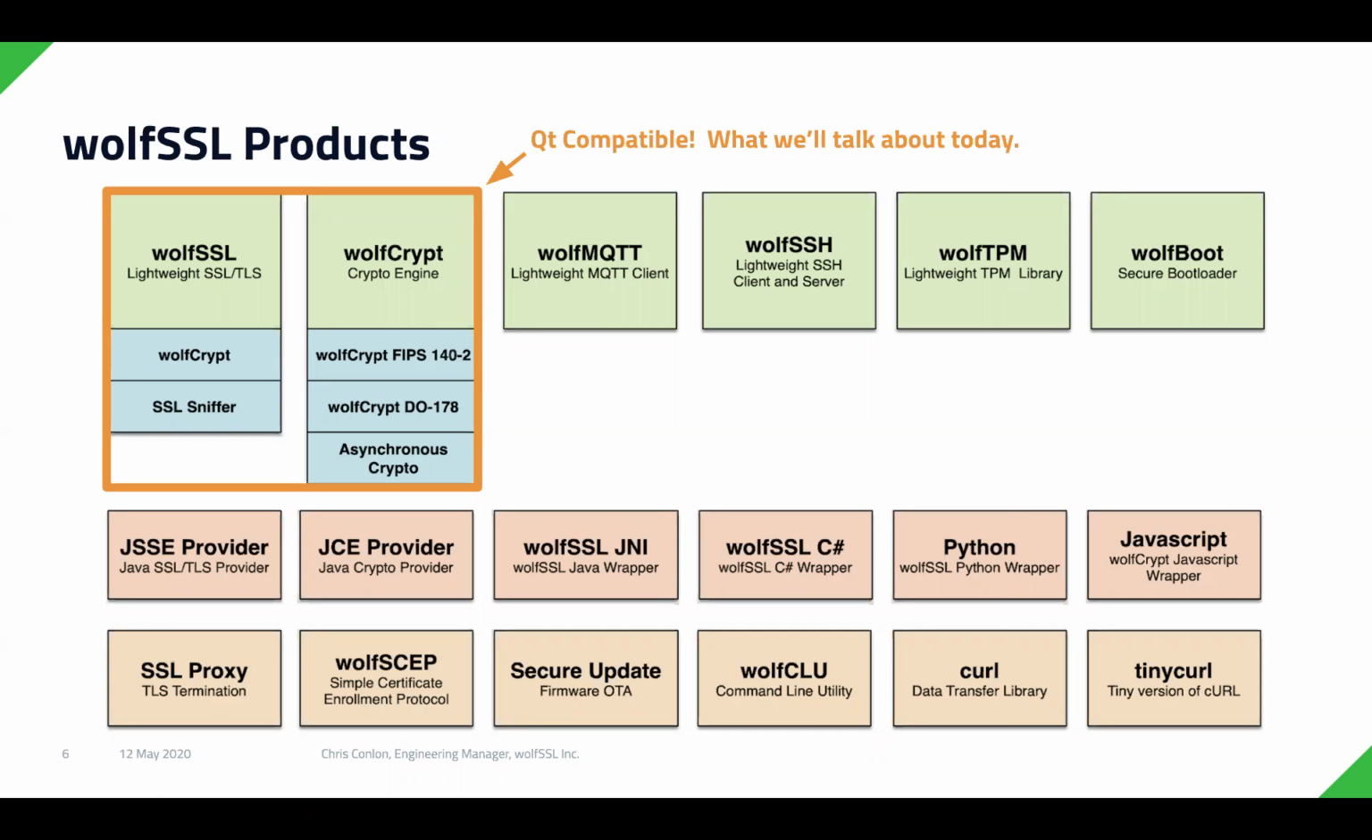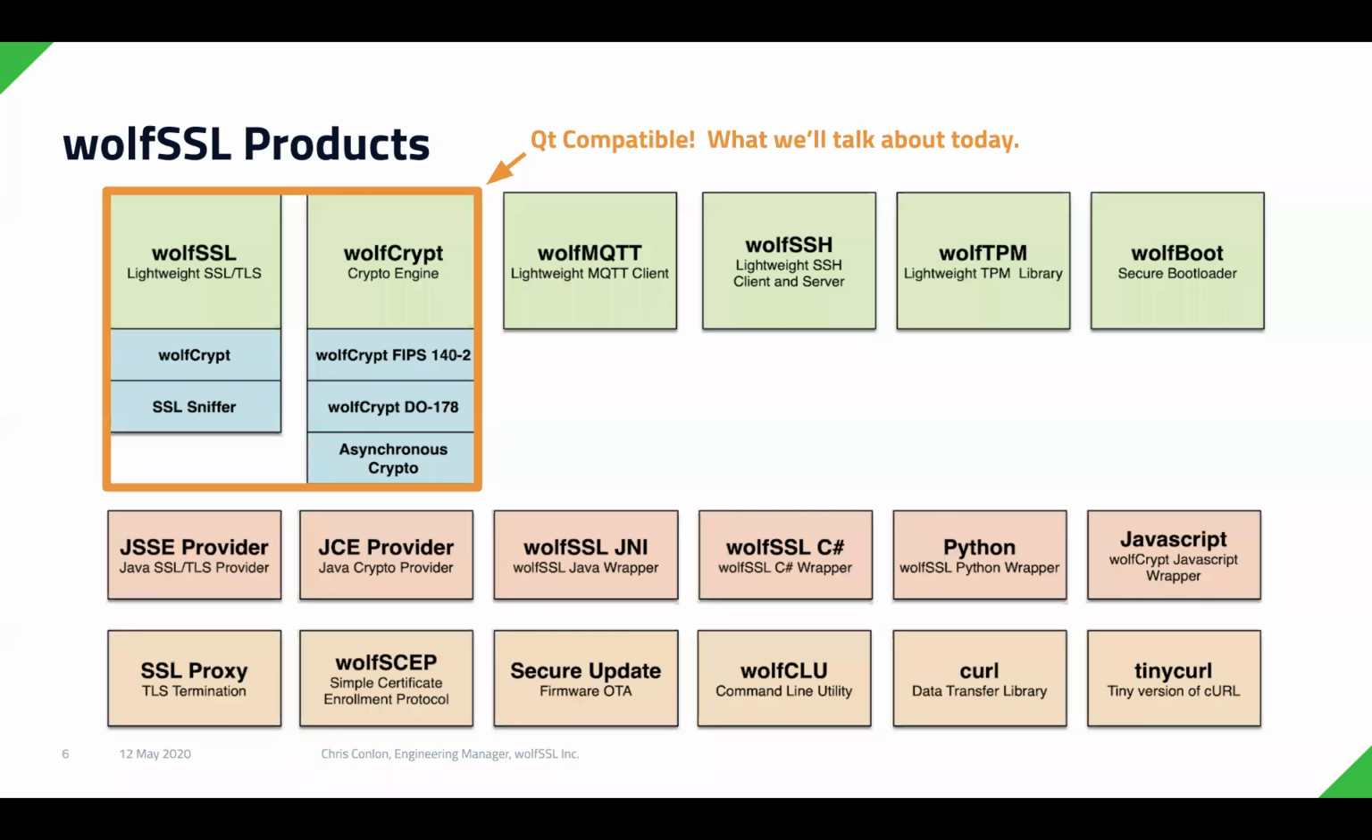Now, all those primary products are written in C. We do have users who'd like to use us from other languages, so the second row is a set of language wrappers. We have a set of Java wrappers that include a JSSE and JCE provider. We have a thin JNI wrapper around wolfSSL. We have a C# wrapper, a Python wrapper, and also a JavaScript wrapper.